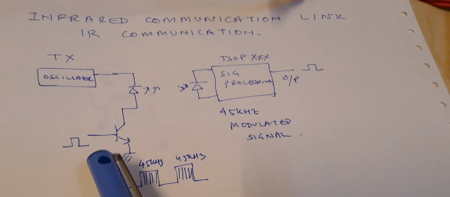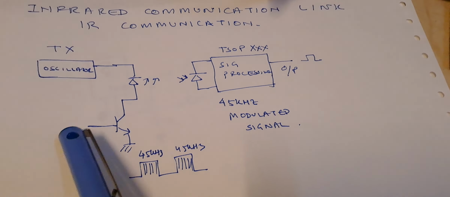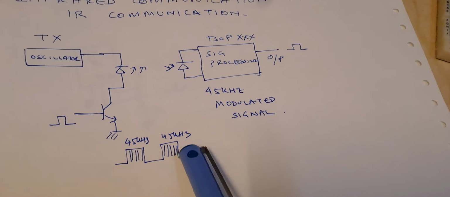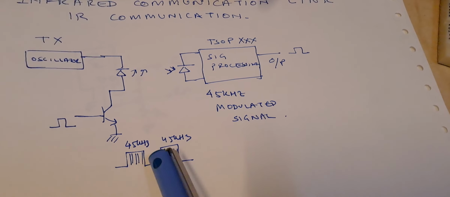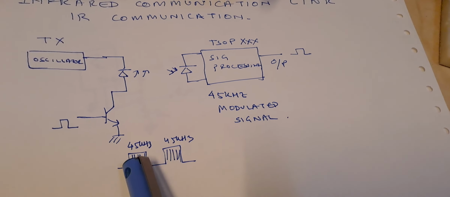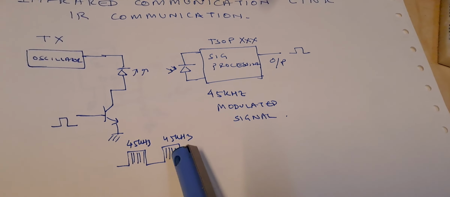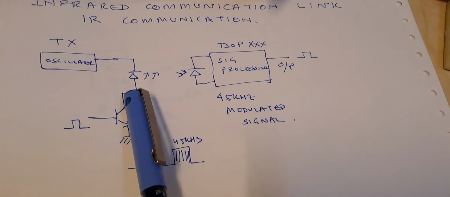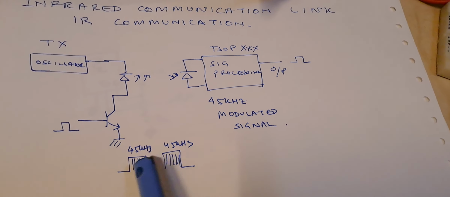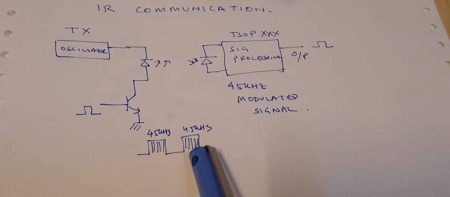You can see here this transistor, whenever I am giving a 0 or a 1, it will give us a frequency modulated output. These zeros and ones are fed from the microcontroller, but they have a carrier of 45 kilohertz, because the circuit has an oscillator here. So it will be a modulated output from the transmitter end.